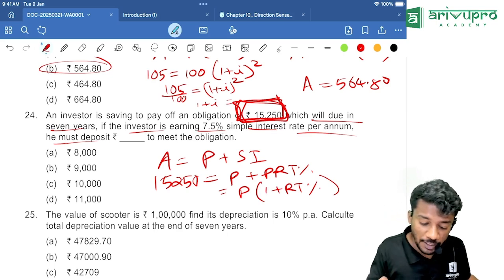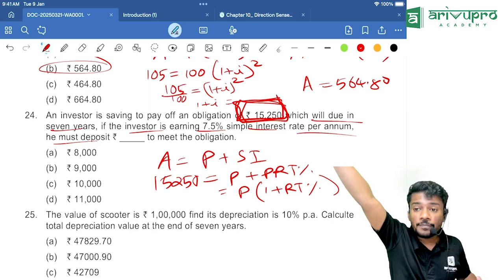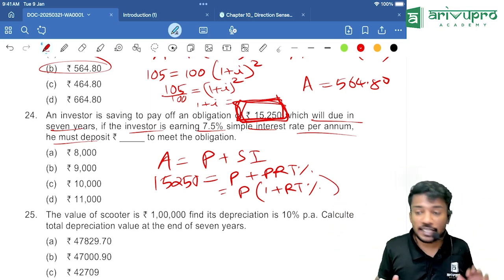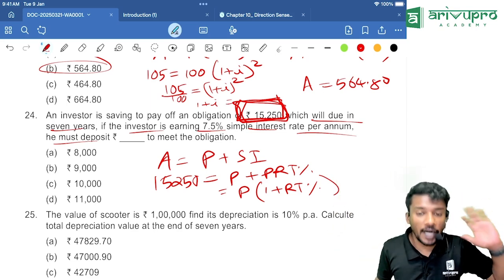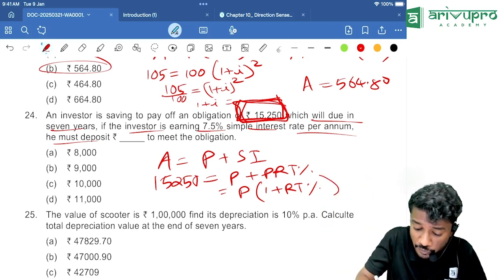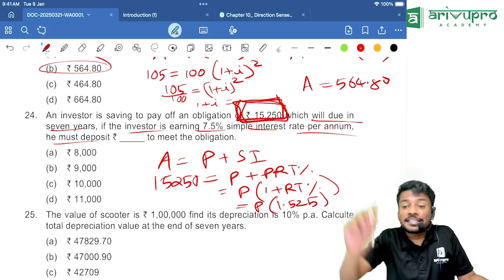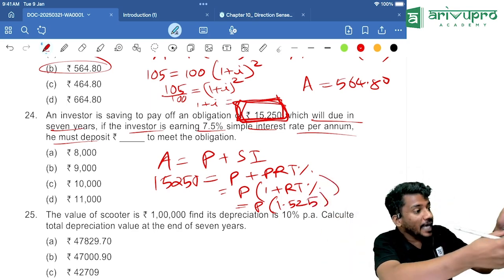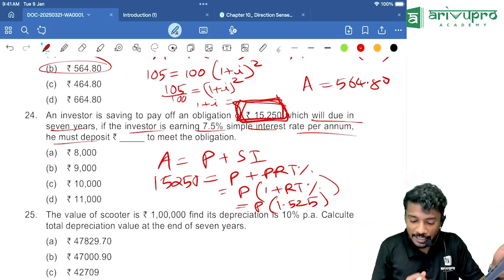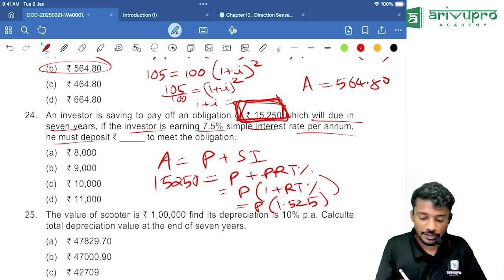R is how much, people? 7.5 into how many years? 7 years. Then click the percentage sign. Then plus 1. How much is it? 1.525 you got, right? Which will be P into 1.525. But the easiest method is what? Click divide, equal to. Multiply it with 15250. How much is the answer? 10,000.